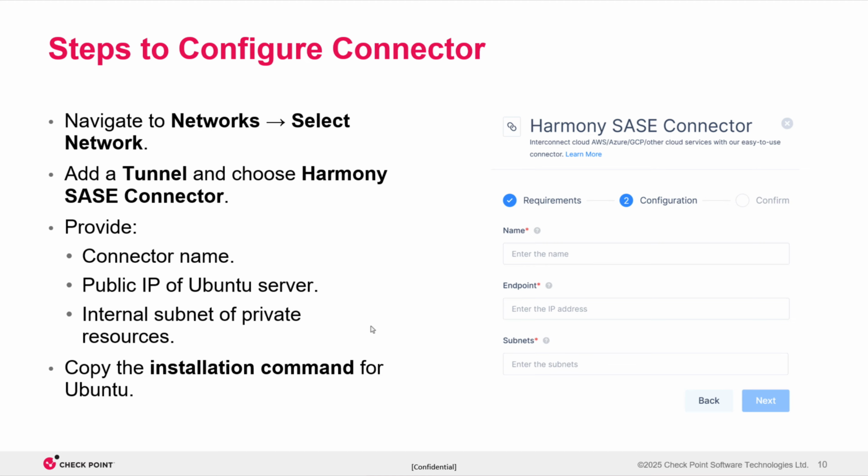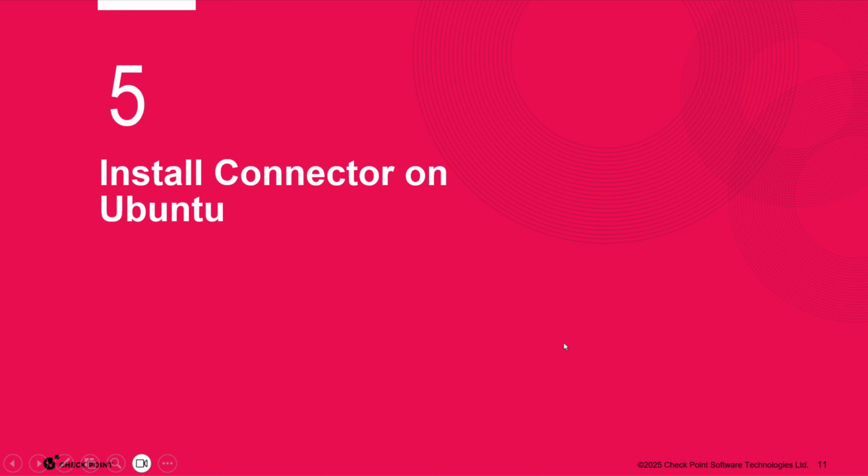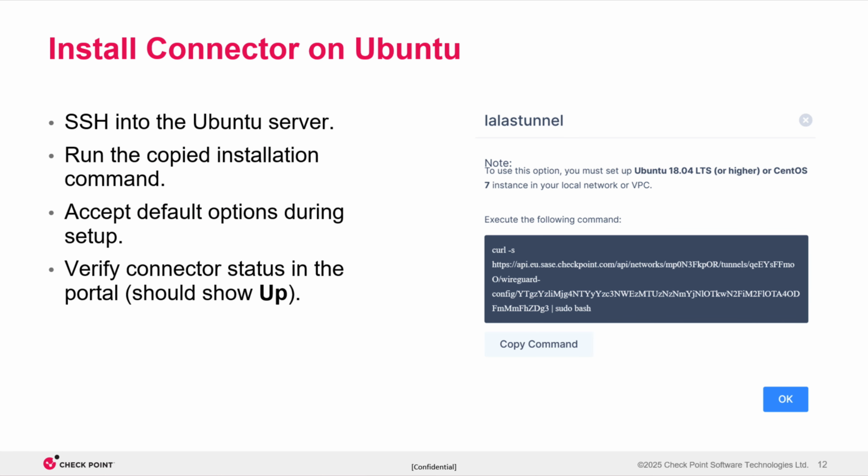Now let's see how to install the connector on Ubuntu. In order to do this, we need to connect to the Ubuntu system by taking SSH into the server and run the installation command you copied from the portal. When we click on the configuration, we get something as you can see on the right hand side of the slide, the command which starts with curl -s. So this is how you install it.